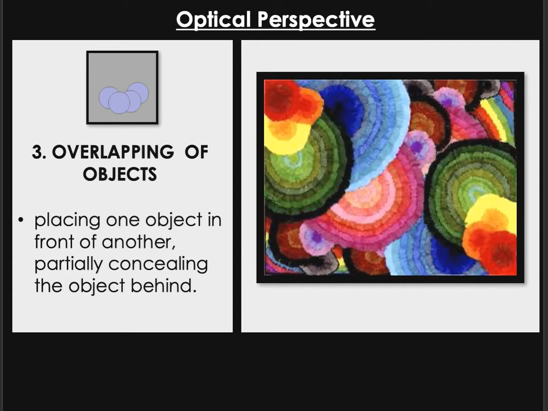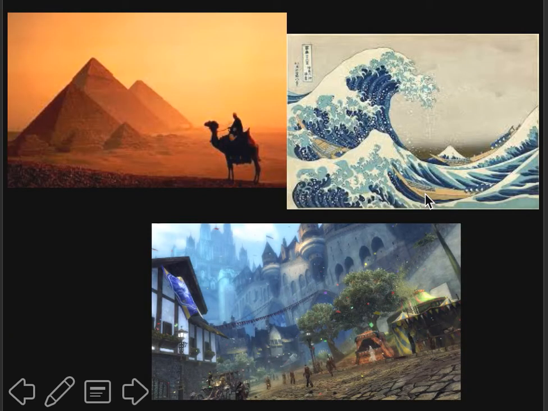And here we have just an overlapping of circles. Obviously, we can see the whole circle here of the red, so that is in front, the orange goes behind that, yellow, green, and so on and so forth.